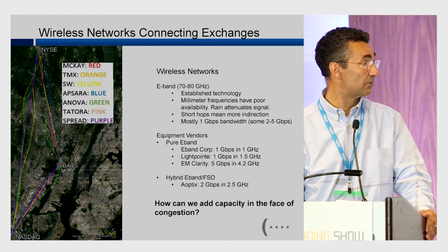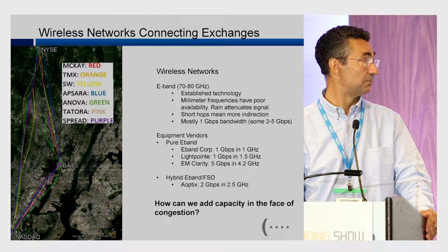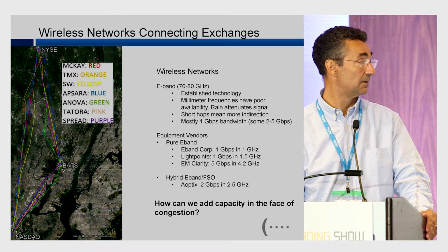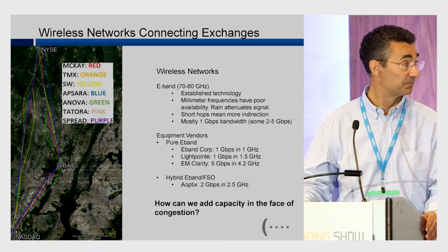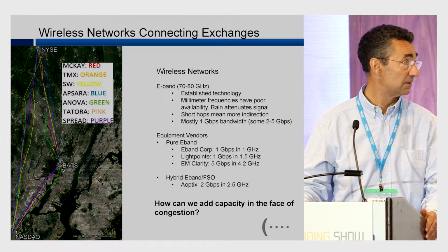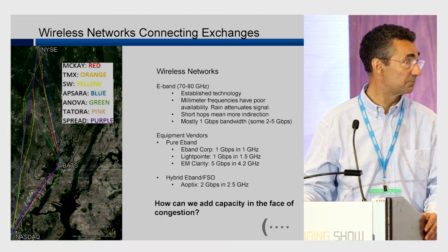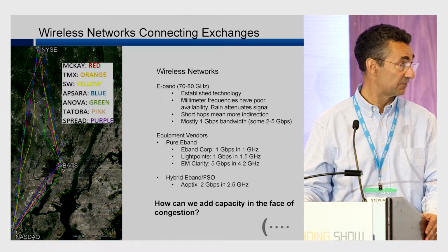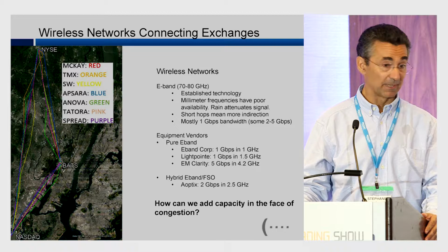The main providers are ICE. I should have replaced TMX with ICE, SW Network, Apsara, and that should now be PSO, working mostly for NASDAQ, Innova, Tatora, who's a private network, and Spread. Everybody has 1 gigabit per second except Spread, which is 5 gigabits per second, and is serving the corridor NASDAQ to BATS.